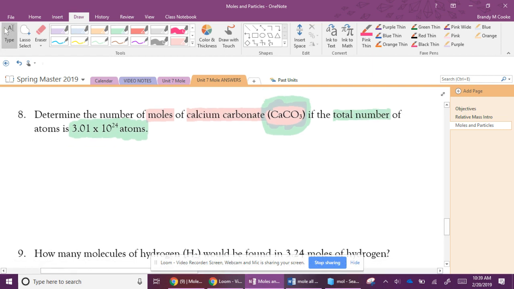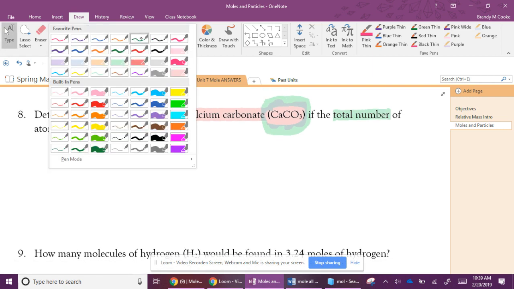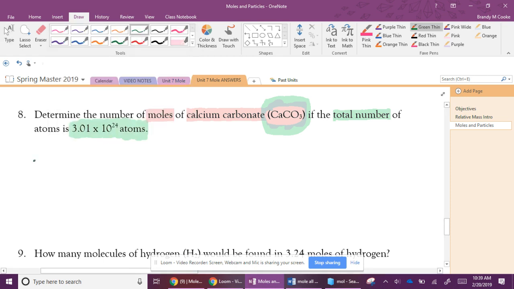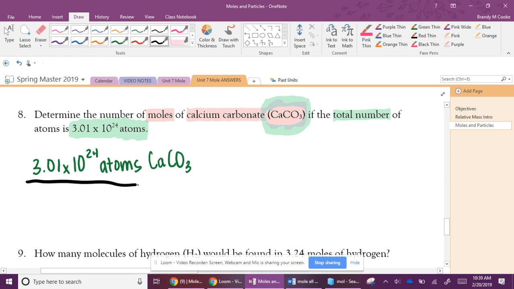So let's start with what we've got. We need to write down what we're given, 3.01 times 10 to the 24th atoms in CaCO3. And I draw my chart. So step 1 and step 2 we did in the red and green. Then I just did step 3A, where we write down what's given and draw the chart.